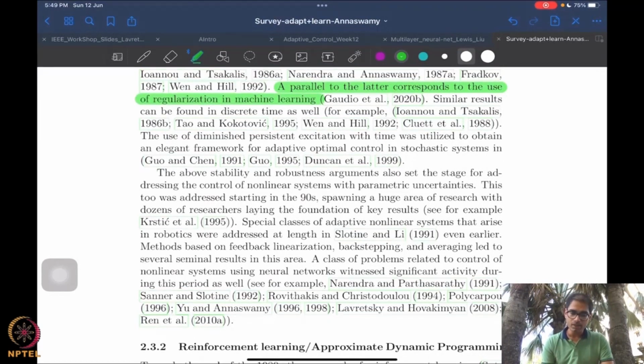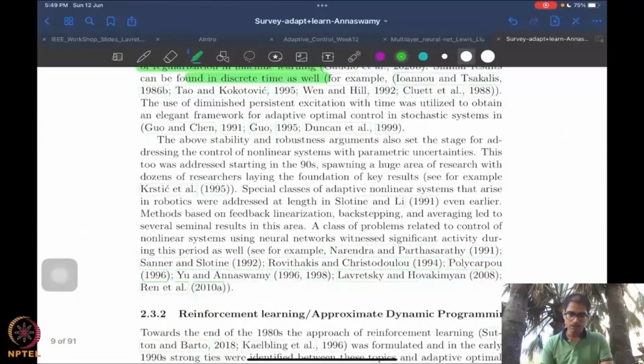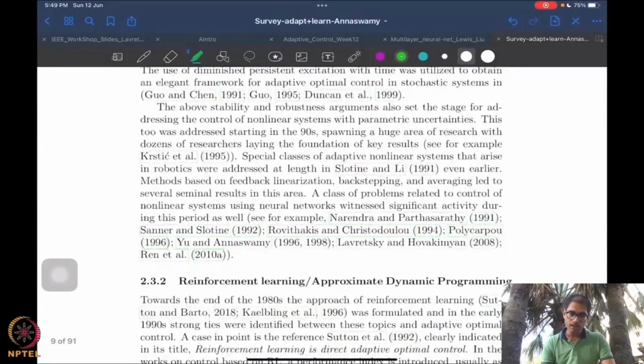And then again, similar results in discrete time as well. So anyway, this highlights the parallels that you have in the discrete and continuous stochastic framework, right? Of course, then there was a large requirement for addressing parametric uncertainties that appeared in different cases, different situations.